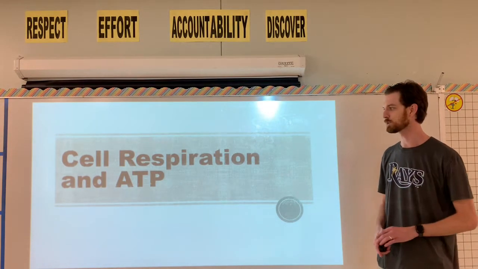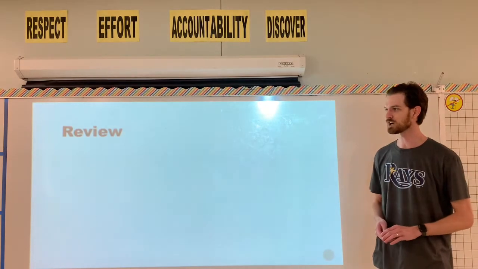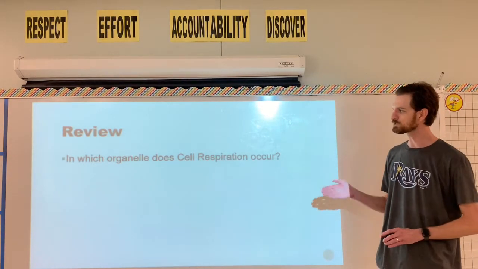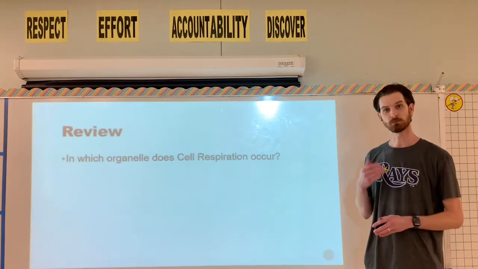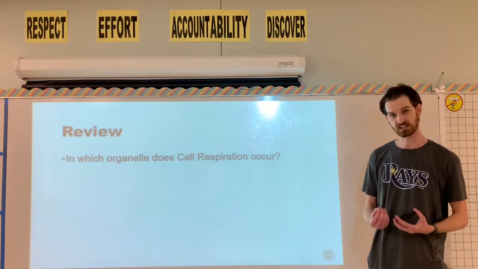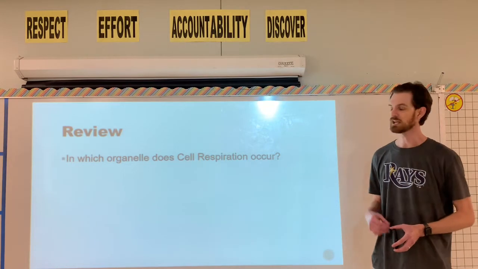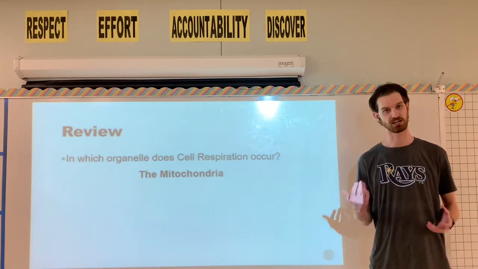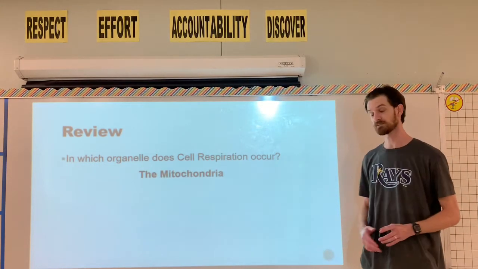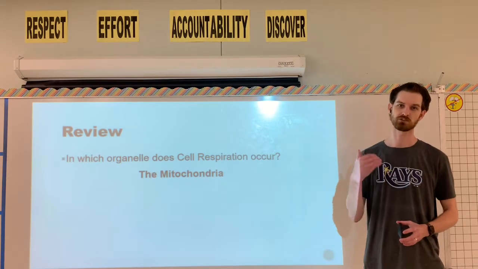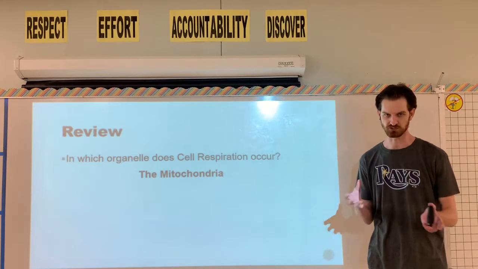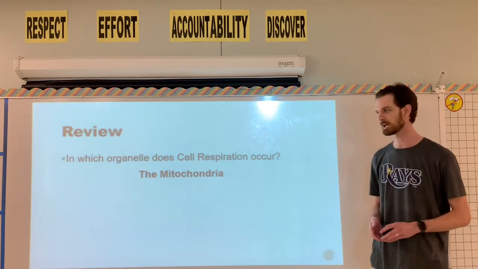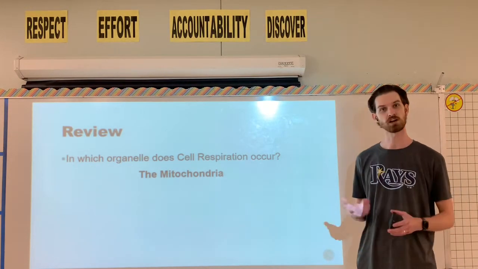That way we have a better understanding when we talk about the different types of cell respiration moving forward. To start us off with a little bit of review, hopefully you remember which organelle is involved in cell respiration. Remember, cell respiration is about breaking down sugars to produce energy. And where this is done inside the cell is the mitochondria. So plant cells have mitochondria, animal cells have mitochondria, fungal cells have mitochondria, and bacteria themselves are basically little tiny mitochondria, if you want to think about it that way. So they are doing cell respiration as well.